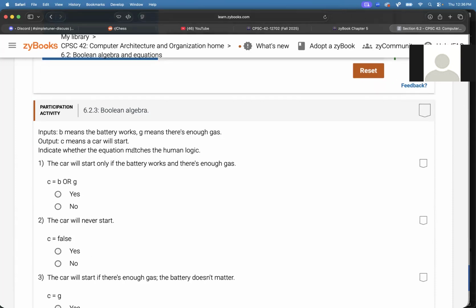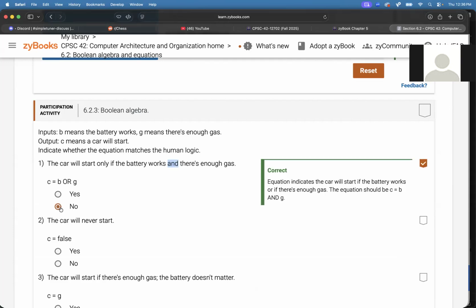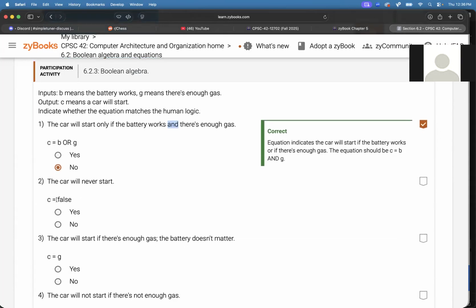Indicate whether this is correct. Car will start, so that's C, only if battery works, so B is battery works, and there's enough gas. Well, it says battery and gas, but this is battery or gas, so this is no. The car will never start. So that's car start equals false.